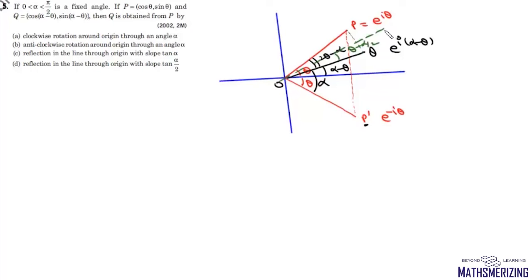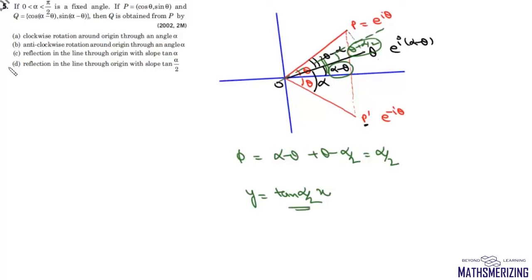So for that we have to find its slope, and for its slope we have to find this angle. Now this angle is alpha minus theta and this angle is theta minus alpha by 2. So this angle, which is say phi, will be alpha minus theta plus theta minus alpha by 2, which is alpha by 2. So the equation of this line will be y equals m x, where m is tan alpha by 2. So this Q is obtained from P by taking the reflection in the line through the origin whose slope is tan alpha by 2, and that's your option D.